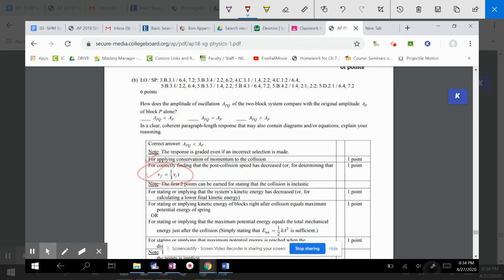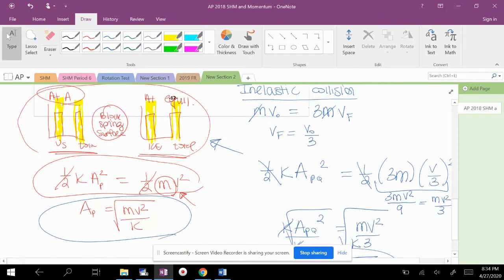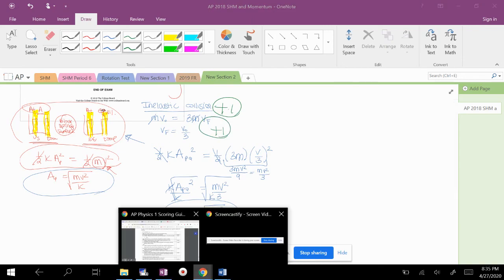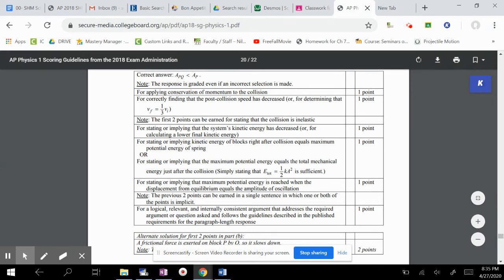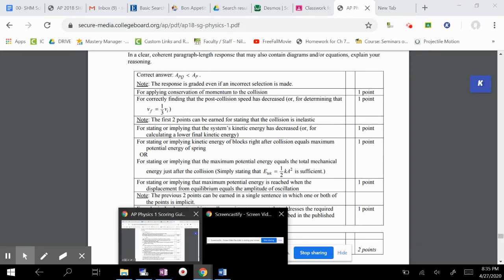So I'm going to go back and forth here. I'm going to grade myself, and you should too. When you do this, you should really try to get out a red pen and grade yourself. I'm going to use green, I guess. Okay, so inelastic collision, I did that. I get that point. I get this point. What else am I missing? Stating or implying that the system's kinetic energy has decreased. I think I did that properly.